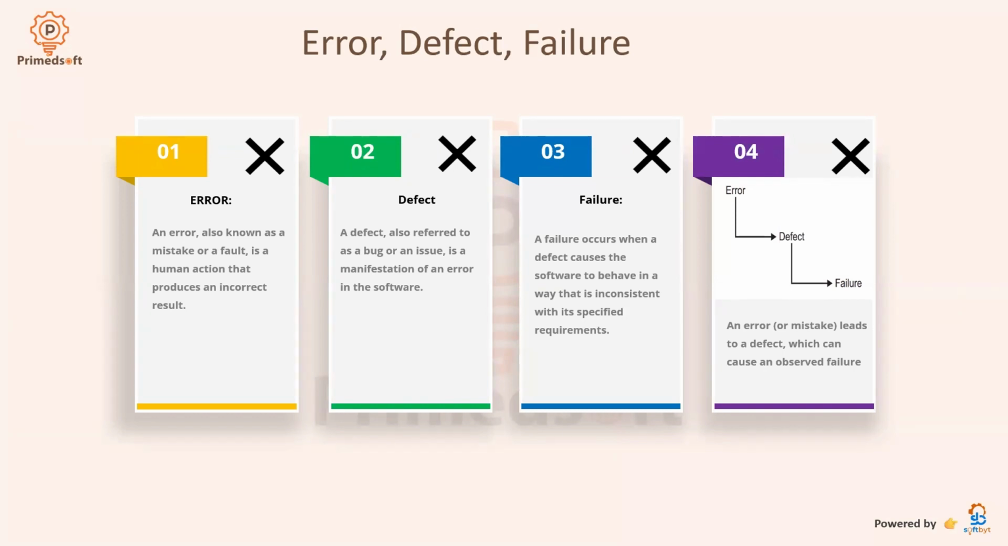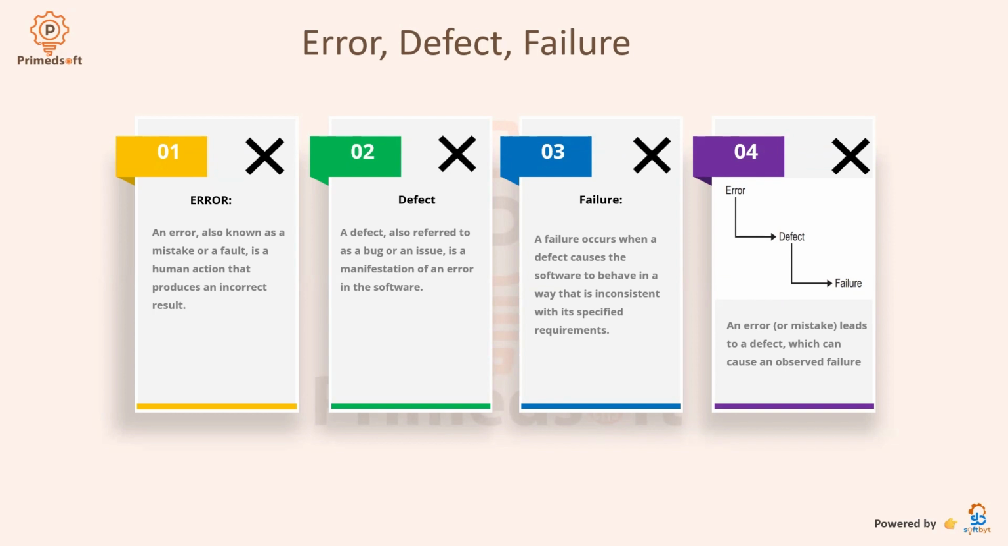Okay? So when an error occurs, it may result in one or more defects in the code. Defects are identified during testing processes when the actual behavior of the software deviates from the expected behavior defined in the requirements. Defects can encompass coding errors, logic mistakes, or other issues that impact the correctness or functionality of the software.